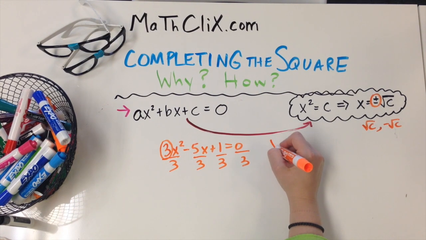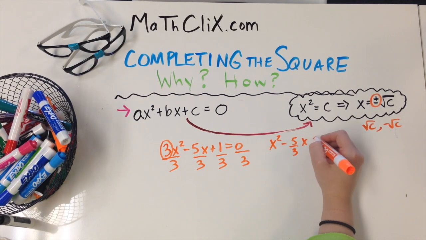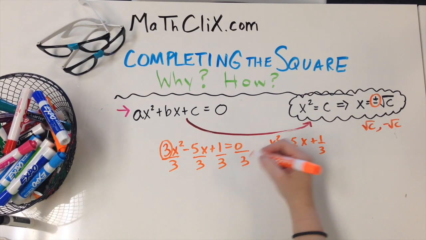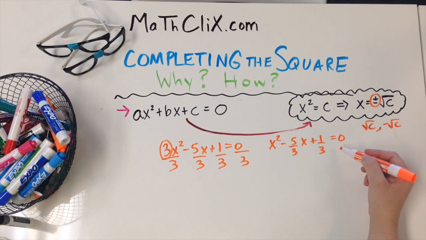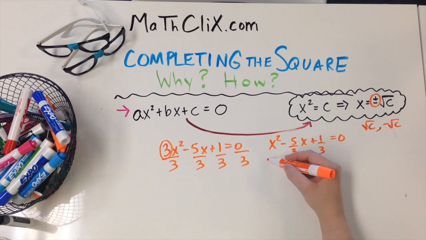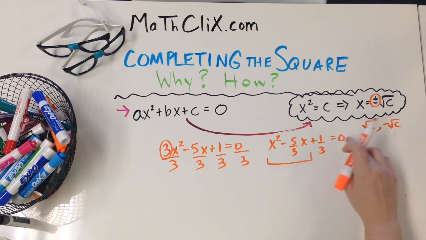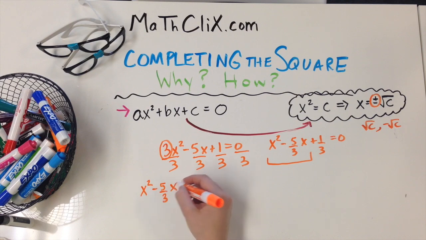So from here you will have x squared minus 5/3 x plus 1/3, and 0 divided by 3 is 0. So really, we're going to complete the square with this version. So we're going to finish up the same way. We just need this part. So you're going to move your 1/3 over. So you have x squared minus 5/3 x, you leave a blank, minus 1/3.